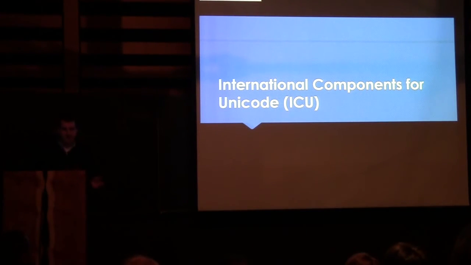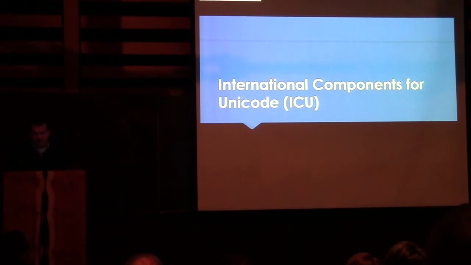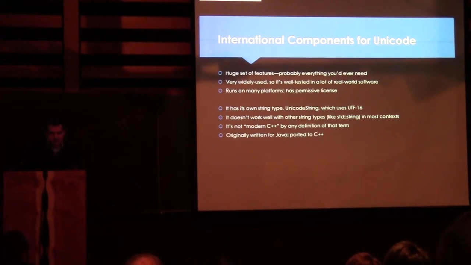So the standard library doesn't have a whole lot, but there's a pair of libraries that we'll look at that actually enable you to work with Unicode. The first of these is International Components for Unicode, or ICU. It's a library with a huge set of features. If it doesn't have what you need, I would be shocked. I was trying to read through the documentation, and it's got all sorts of stuff. It's very widely used, so it's well tested in a lot of real-world software. It runs on lots of platforms. It has a permissive license. It's MIT licensed, I think.